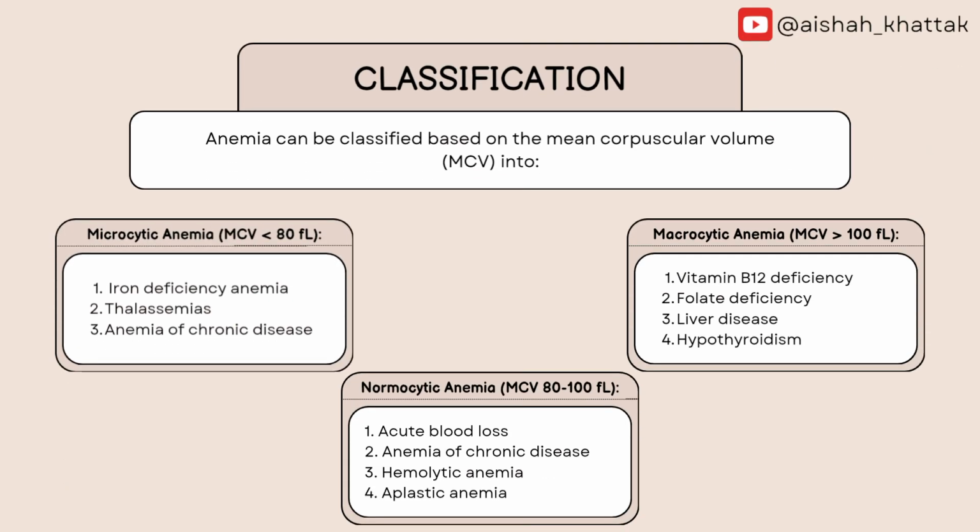Anemia can be classified based on the mean corpuscular volume, MCV, into microcytic anemia, MCV less than 80 FL, which includes iron deficiency anemia, thalassemias and anemia of chronic disease. Macrocytic anemia, MCV greater than 100 FL, which includes vitamin B12 deficiency, folate deficiency, liver disease and hypothyroidism. Normocytic anemia, MCV 80-100 FL, which includes acute blood loss, anemia of chronic disease, hemolytic anemia and aplastic anemia.